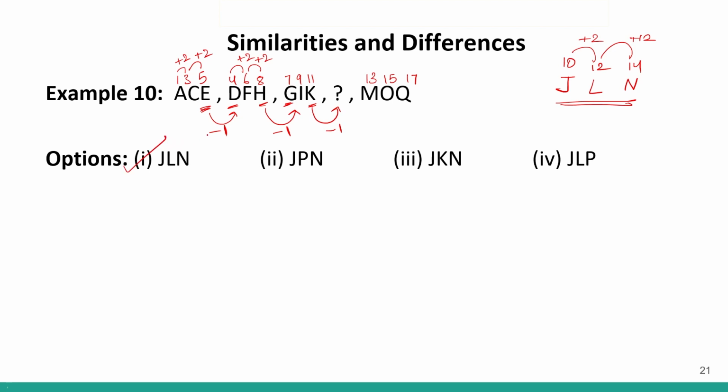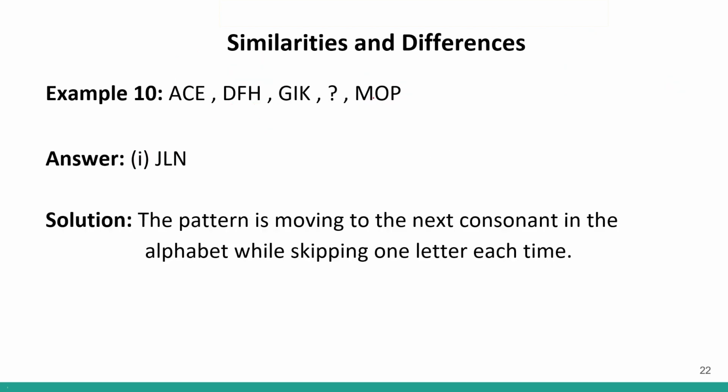Let us see if this is in correct logic with the next term. Here from N, to obtain the next term, we have to go minus 1 position, which will give us M. So again, it follows the same logic. Hence our answer will be option number 1, J, L, and N.